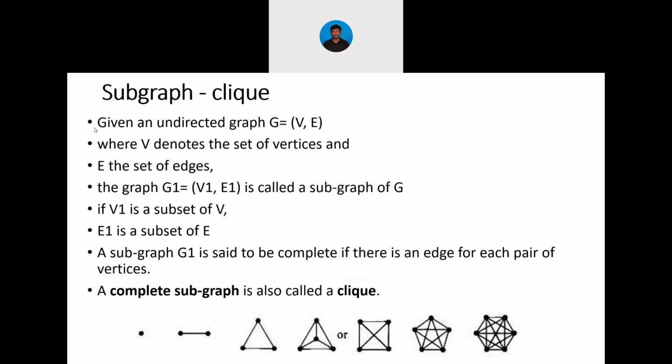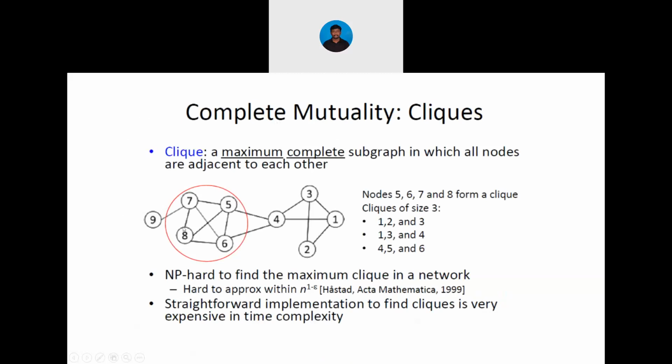Here I have shown some examples. A clique is a maximum complete subgraph in which all the nodes are adjacent to each other. This is the maximum complete subgraph I am representing here. So nodes 5, 6, 7 and 8 form a clique. Here, for cliques of size 3 in this particular graph, the subgraphs I can derive are 1, 2 and 3. Where are 1, 2 and 3 here? 1, 2 and 3.